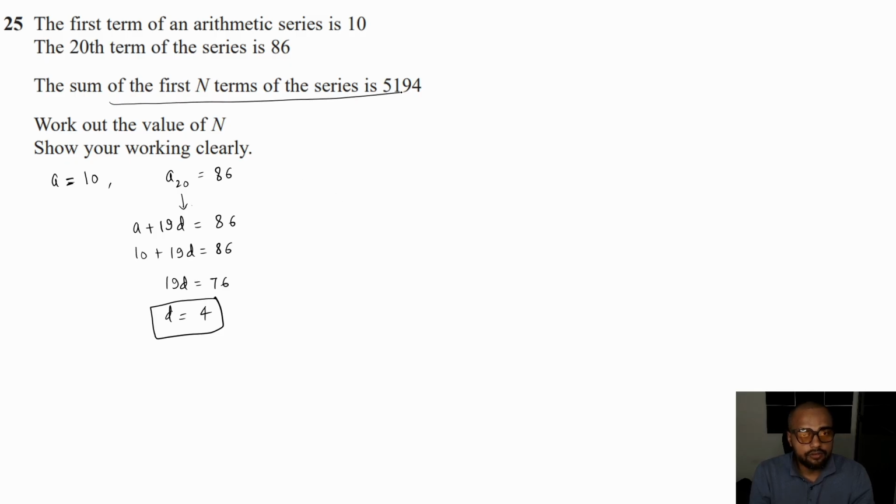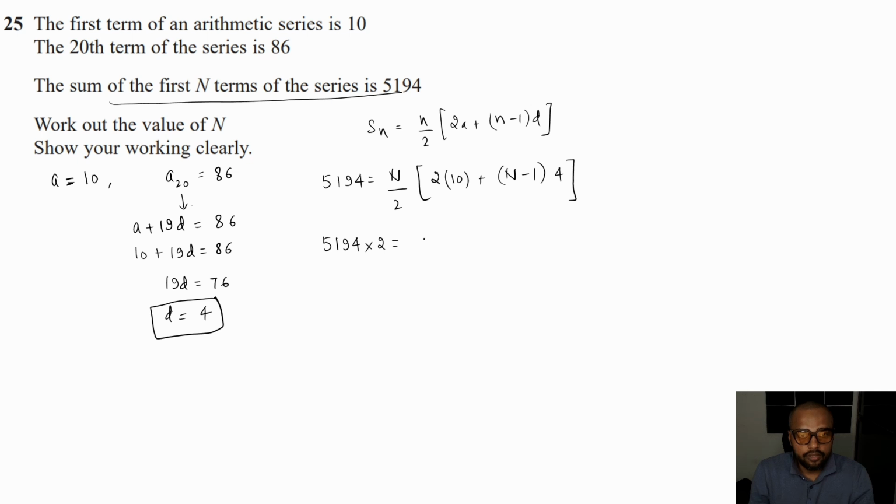Now the sum of the first n terms of the series is 5194. We know this is the formula for the sum of n terms of a series. So it is given by this formula: n by 2, and 2a is given here, that is 10, plus n minus 1 cross d, that is 4, will be equal to the sum, which is given as 5194. So here we can say that 5194 cross 2 will be equal to n cross 20 plus 4n minus 4.